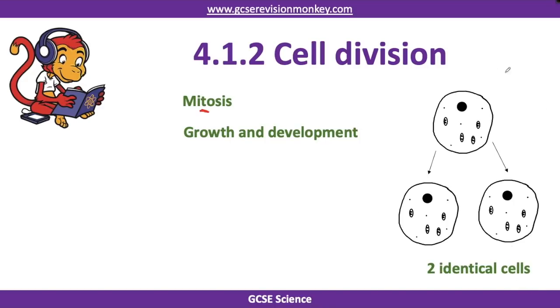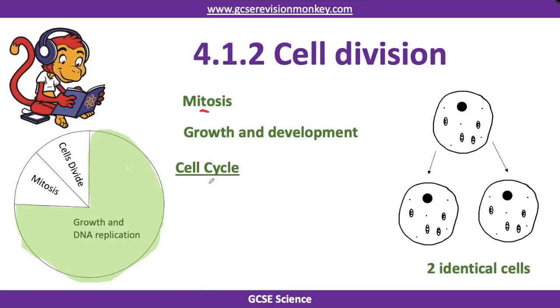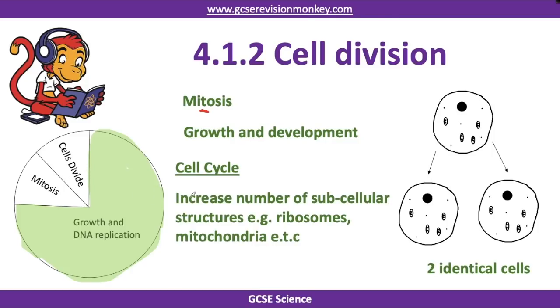And for this process, the cell goes through a process called the cell cycle, which is depicted here. It has 3 stages. The first is growth and DNA replication. Next, it's mitosis. And then finally, the cell divides. So in the first part of this cell cycle process, because we need to produce 2 cells, we need to increase the number of subcellular structures, for example, the ribosomes and the mitochondria. The subcellular structures just mean the things that are inside the cell.